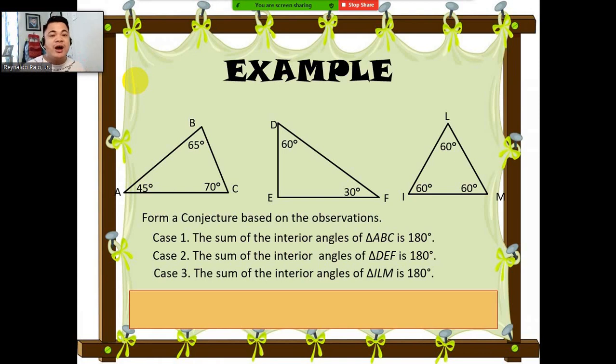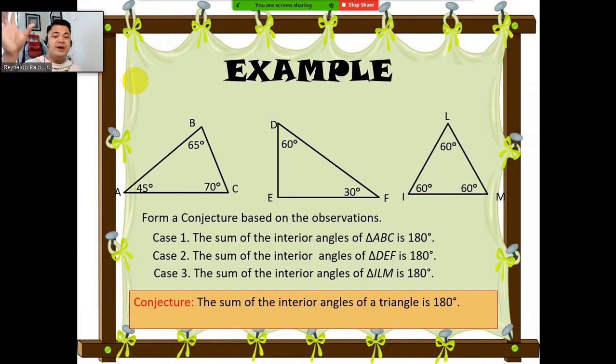So this, we are now in the inductive reasoning. These are the specific statements that we have. So based from these specific statements, we have to form our conjecture. Therefore, the conjecture that we can make here is that the sum of the interior angles of a triangle is 180 degrees, which is true. Why? Because we cannot call it a triangle if the sum of its angles is not 180 degrees. It must be 180 degrees. That's why the conjecture is true.